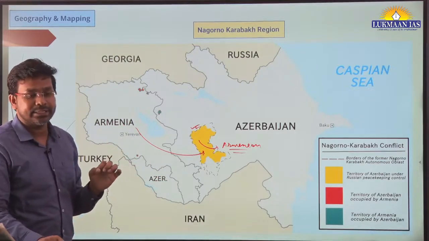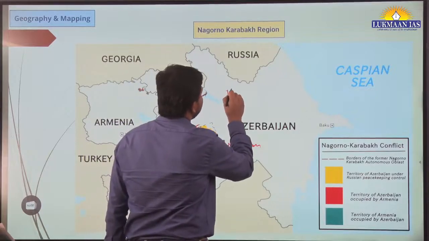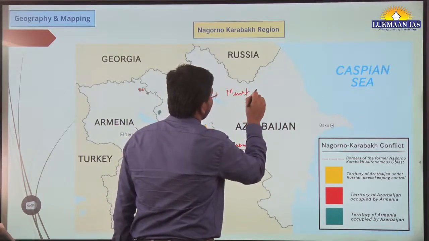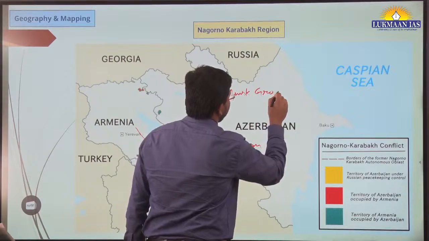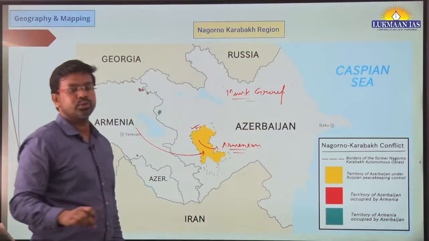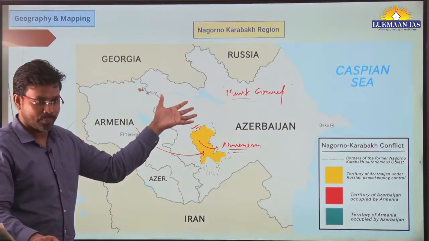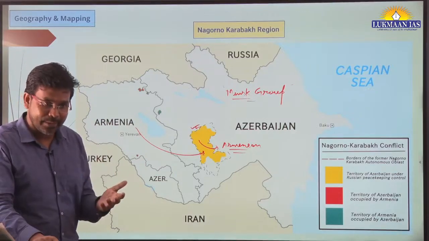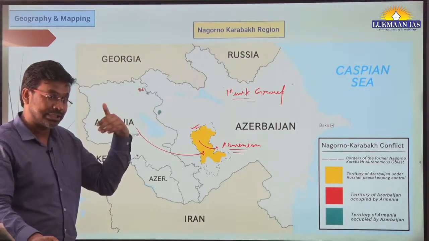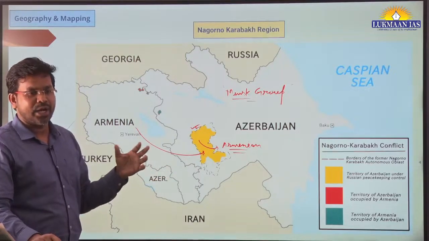And there is an international grouping that is known as the Minsk Group. It is also known as the Organization for Security and Cooperation in Europe. This group has around 57 member countries. It has, let's say, Russia, the United States of America, and also, I think, France.